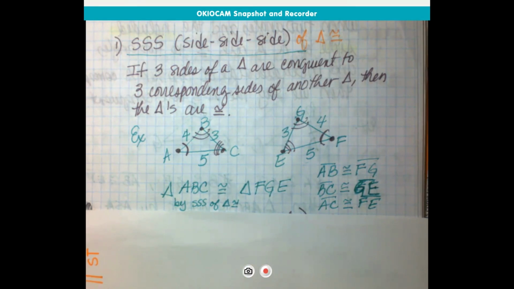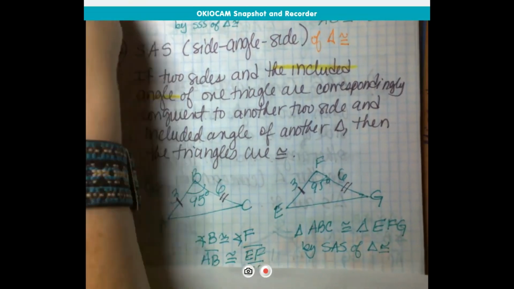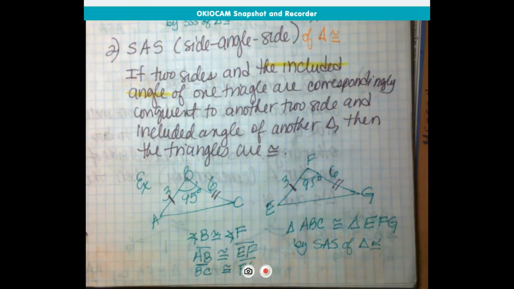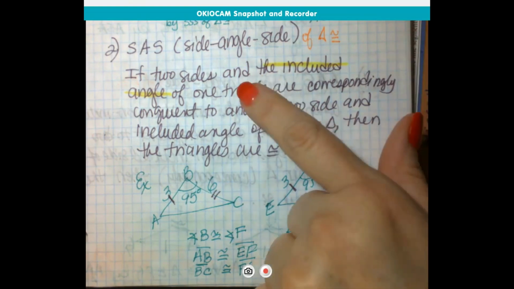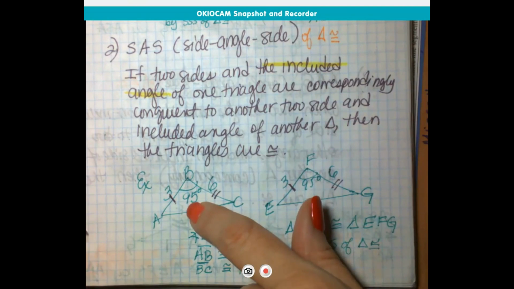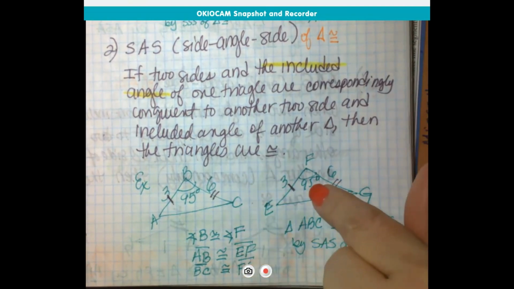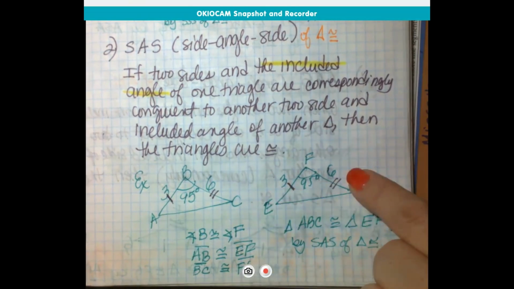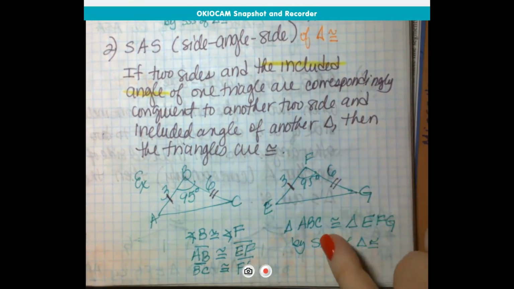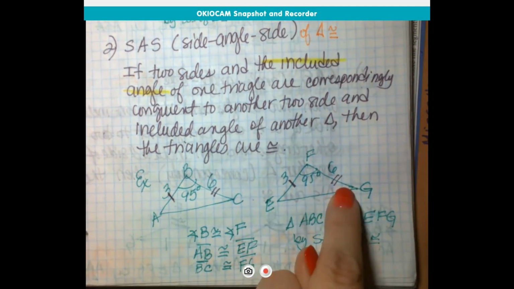Then the second one is side angle side triangle congruency. And what does side angle side triangle congruency tell you? It says that if they give you two sides and the included angle of a triangle, and they're correspondingly the same for another triangle, then the triangles are congruent. They don't have to give you all the sides or all the angles. They only need to give you one angle that is included, in between the two given sides.